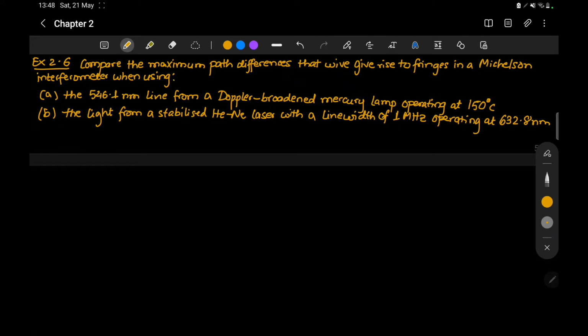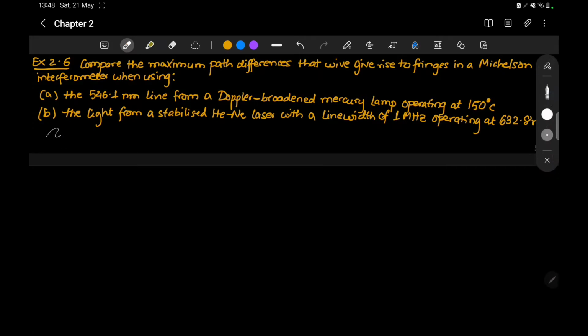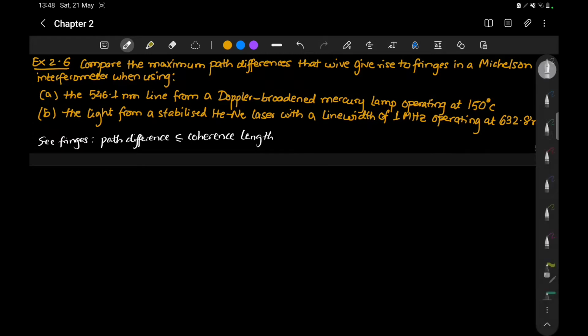we would see fringes only when the path difference is less than or equal to the coherence length. If the path differences exceed the coherence length, then we will no longer see fringes. So let me write that condition down. We see fringes only when path difference is less than equal to coherence length. So this is an important point.